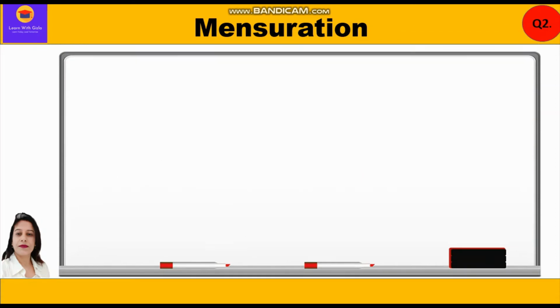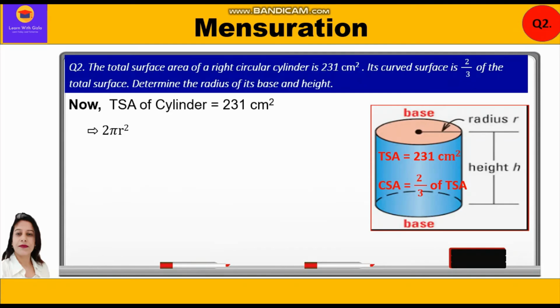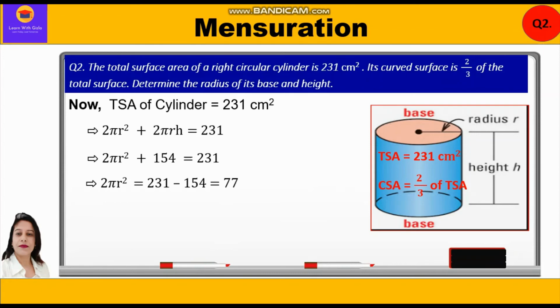Now further, total surface area of cylinder is equal to 231 centimeters square. And we know the formula of total surface area is 2 pi r square plus 2 pi r h. So we will write 2 pi r square plus 2 pi r h is equal to 231. Now 2 pi r h is actually curved surface area, which we had calculated earlier. It was 2/3 of 231, which came 154. So we can substitute over here. We will write 2 pi r square plus 154 is equal to 231. Further, 2 pi r square is 231 minus 154, which is equal to 77.